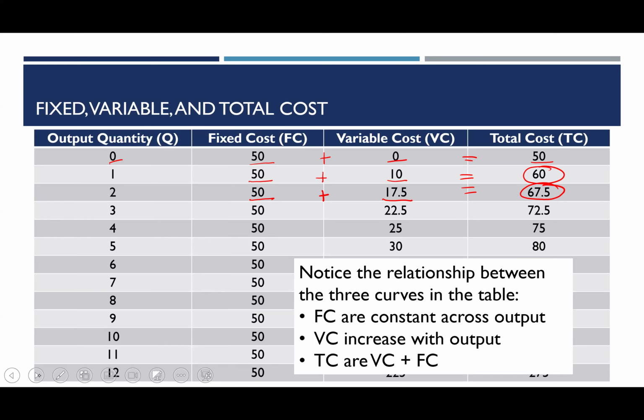And this is just a pop-up here to prompt you to notice that the shape of these curves is reflected here in the table, right? Fixed cost is constant at 50, variable cost increases positively with output, and total cost likewise has that same slope of variable cost, that is just $50 higher than variable costs. With that, we'll stop this video, and the next video will turn to average and marginal cost.